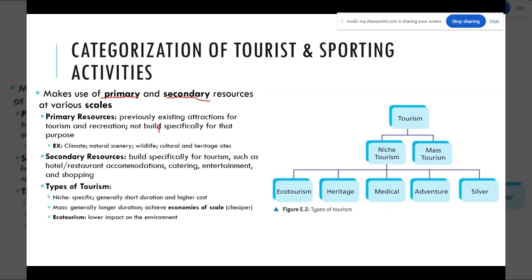This comes up later, but the differences between niche, mass, and ecotourism. Ecotourism is technically a type of niche tourism, but it's usually sectioned out for sustainability. But niche is specific, generally short duration, higher cost, and then mass tourism is anything that achieves economies of scale, which means that it tends to be cheaper because you're kind of producing the same thing for everybody.